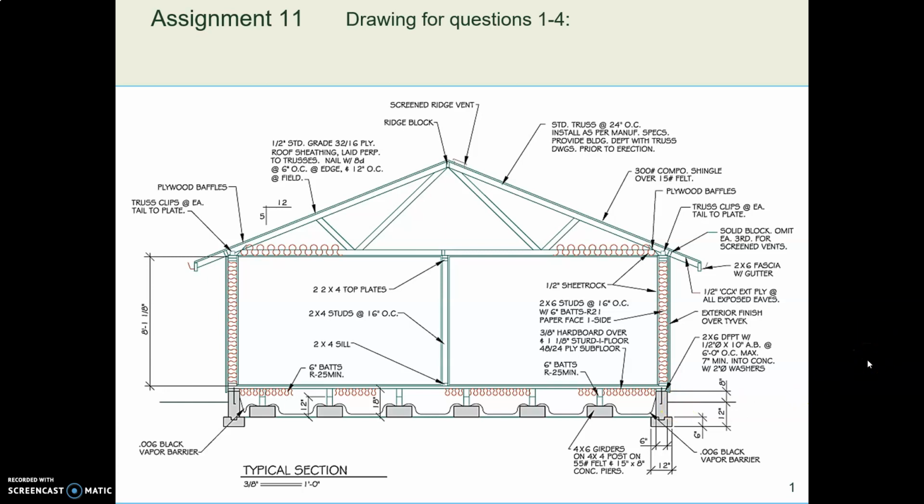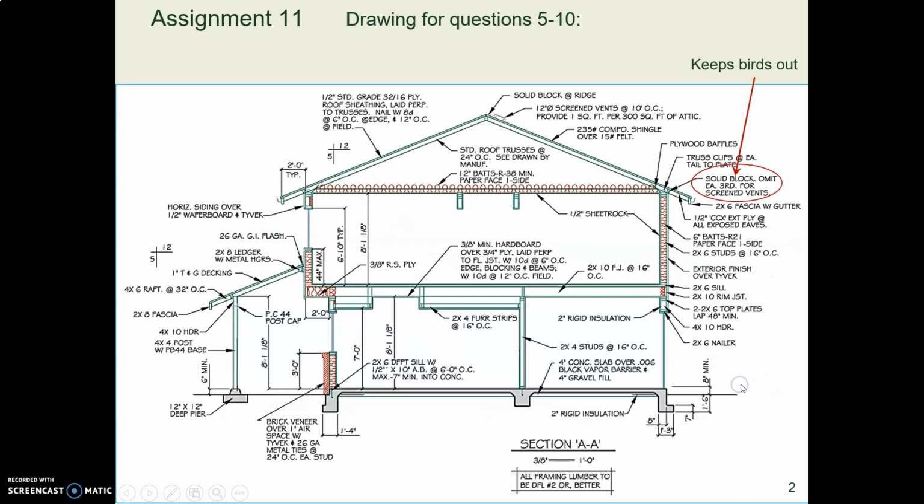Then, how high is the plate height? What is the dimension from the floor to the top of the plate? Well, there's only one of those dimensions, and there it is. Then we go on to the next set of questions, 5 through 10, and they use this drawing. So, again, we have to run our eyes over the drawing, and there are a lot of words here, so just take your time and slow down and try and sort through it.